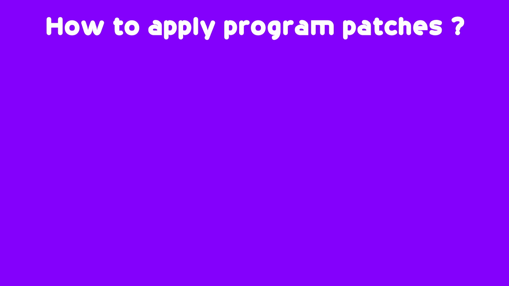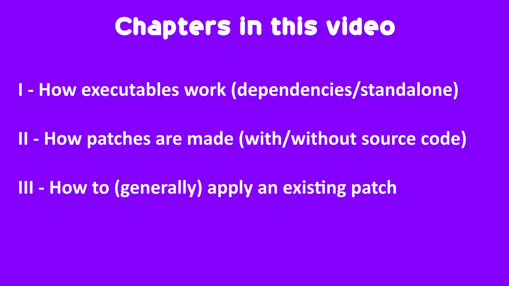Today I'm going to explain how to manually apply a patch to most programs you can find on your computer. So first I will explain how executables work in general, notably that some of them can work on their own anywhere and others really need to have some files they depend on to be in the same folder. Then I will shortly explain how a patch for programs is actually made, so the process that's involved in creating a patch. And then I will talk about the actual patching process on the user end.